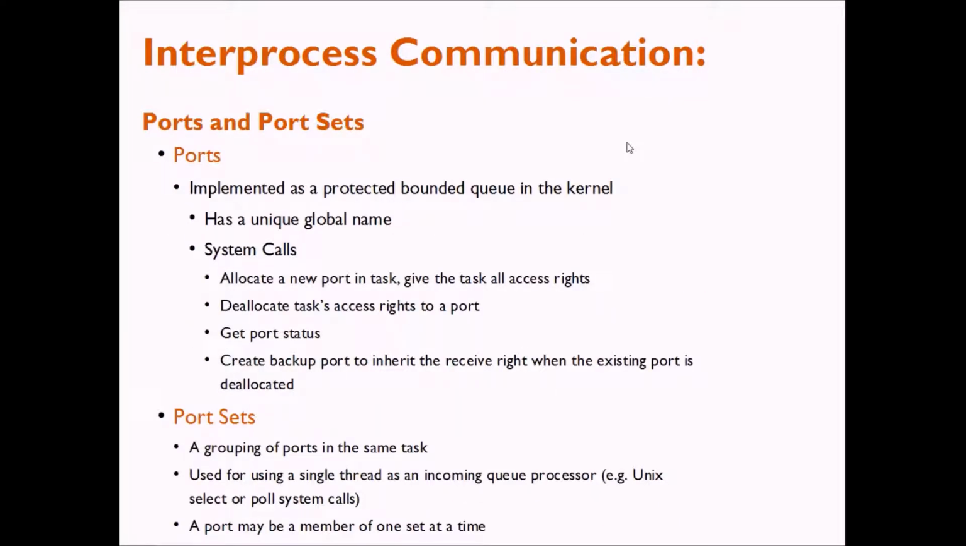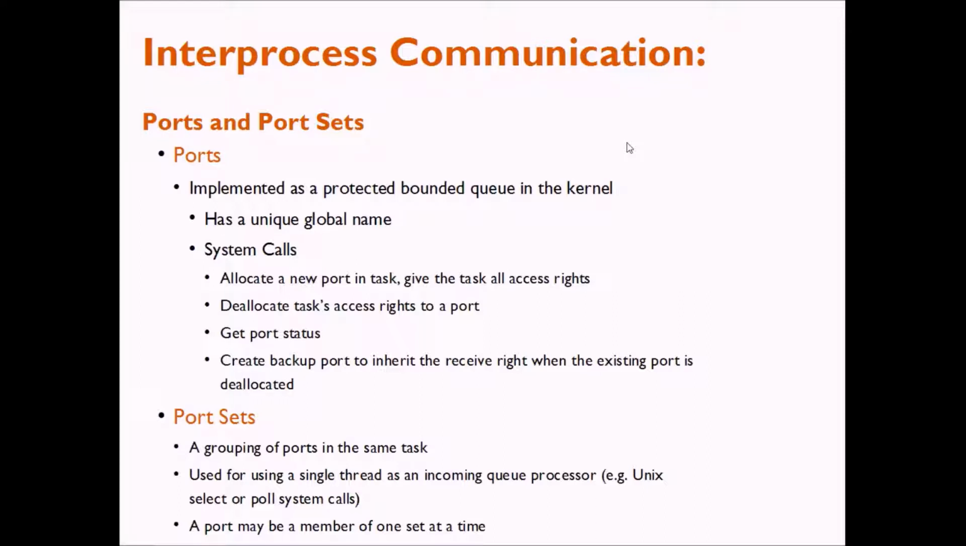Now, inter-process communication: ports and port sets. First one is ports. Ports are implemented as a protected bounded queue in the kernel and have a unique global name. Now, system calls allocate a new port in a task. It gives the task all access rights. Another deallocates the task's access rights to a port.